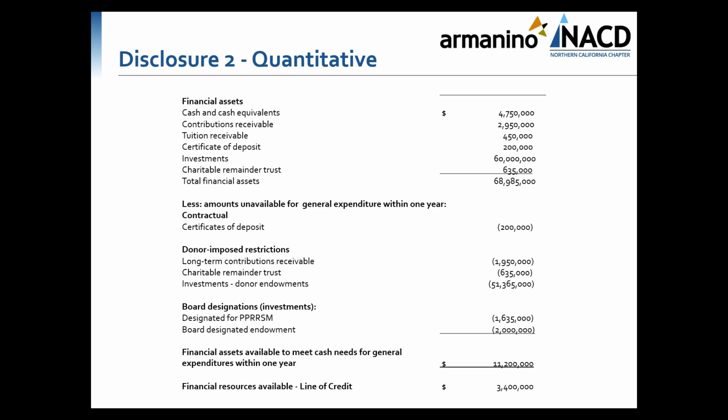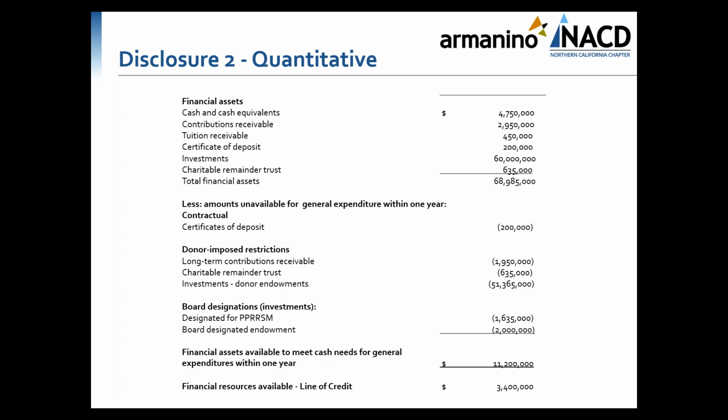All right, so here's the big reveal. So we started with all of our financial assets. So same exercise as we did before, going through the balance sheet and identifying what the financial assets are: cash, receivables, investments, CDs. Total financial assets are $68 million.